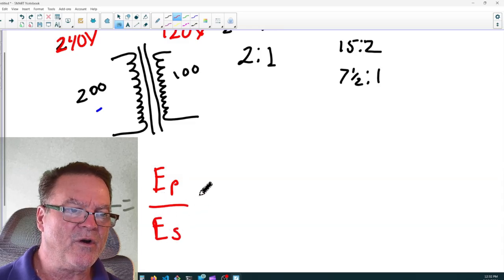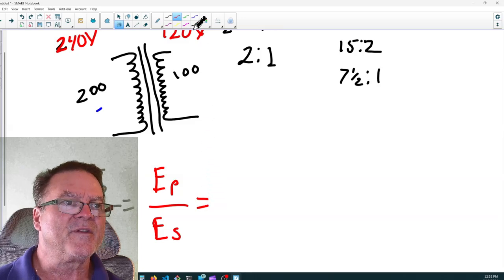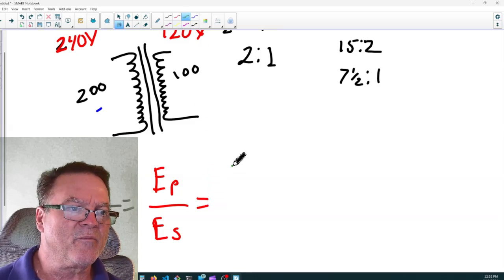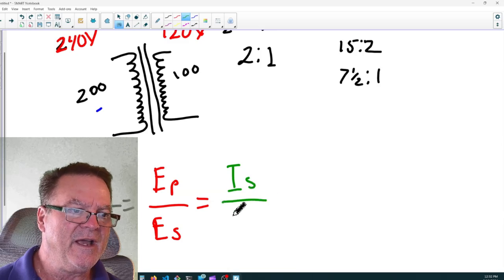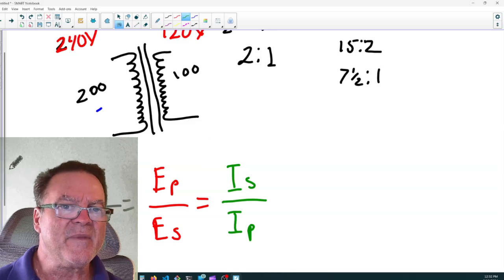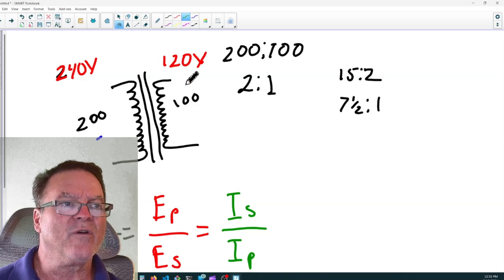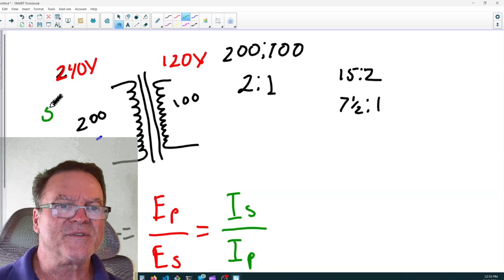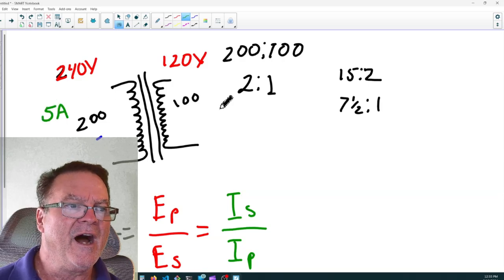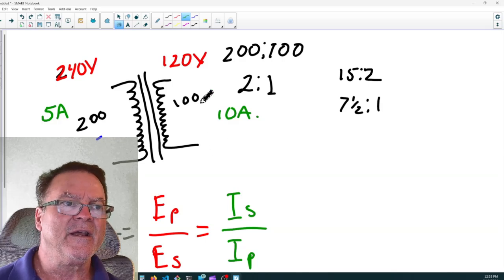Now I'm going to put current into the mix, but current is inversely proportional. I'm going to put the current in the secondary on the top as opposed to current in the primary on the bottom. So that means that if I have a 2 to 1 ratio and I put 240 volts into the primary, I'm going to get 120 volts in the secondary. And if I put 5 amps in the primary, I'm going to get 10 amps out of the secondary.